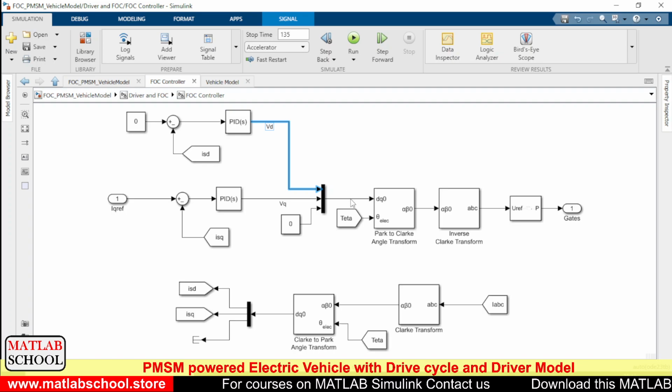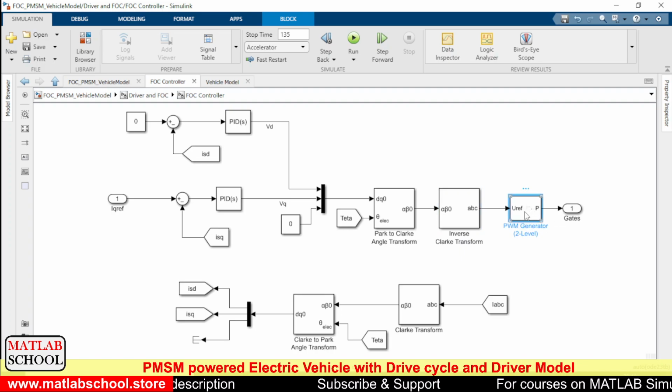Okay. So again we are going for the park to Clarke transformation. This transformation will convert the direct axis and quadrature axis voltages to alpha beta voltages. Again, this inverse Clarke transformation will convert alpha beta to three-phase AC voltages. Then we have a PWM generator that will generate pulses for all the 6 switches.